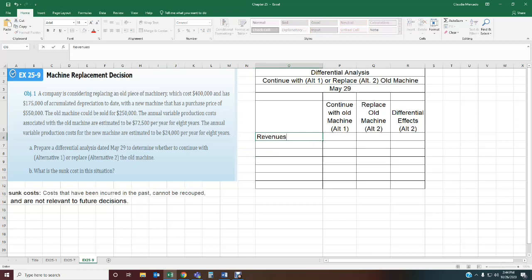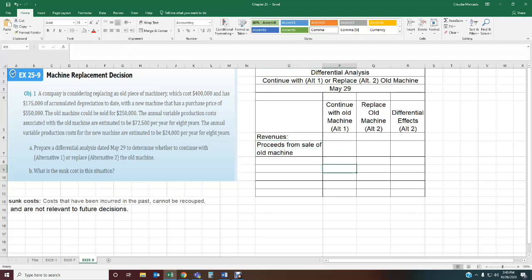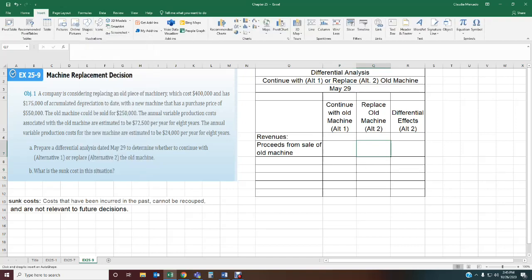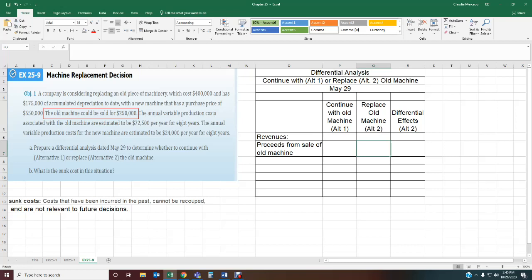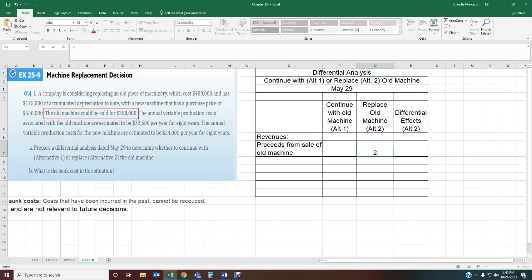If I were to sell the old piece of machinery, I would have some proceeds from the sale. Let me wrap text that. If you were to go with the option of selling the old equipment, you are going to receive, according to the problem, the old machine could be sold for $250,000. So you're going to get a check for $250,000. That would be your proceeds. Why? Because you're getting a check for $250,000.